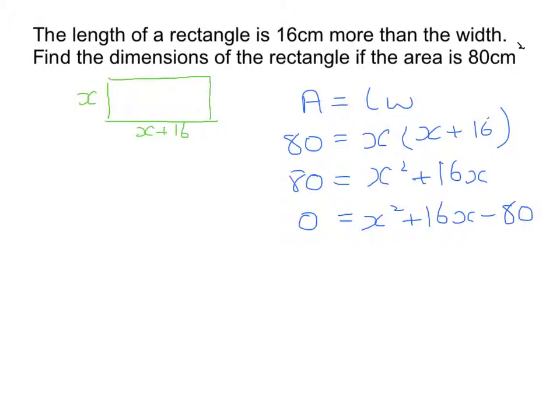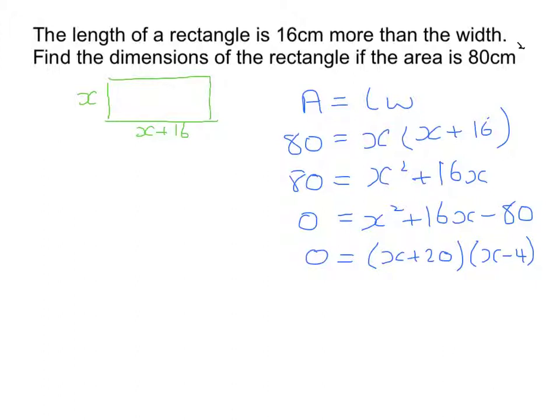The next thing we need to do is to solve this for 0. Probably the easiest way to solve this one for 0 firstly would be to factorize. So if I take the right hand side in this case here, what are factors of negative 80 that add up to positive 16? I think that might be 20 and negative 4. So this will factorize to become x plus 20 and x take away 4. These are equal to 0.